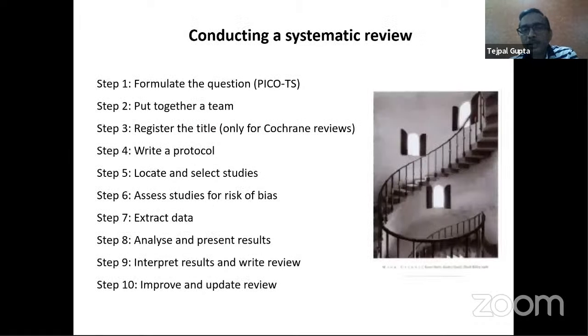What are the steps in conducting a systematic review? This is from the Cochrane Collaboration. They suggest a 10-step process. You formulate the research question, put together a team, register the title. This is required compulsorily for Cochrane reviews, not necessarily for all other reviews. You write a protocol, locate and select studies, assess the studies for the risk of bias, extract relevant data, analyze and present the results, interpret the results, and write the formal review, and subsequently improve and update the review over time.